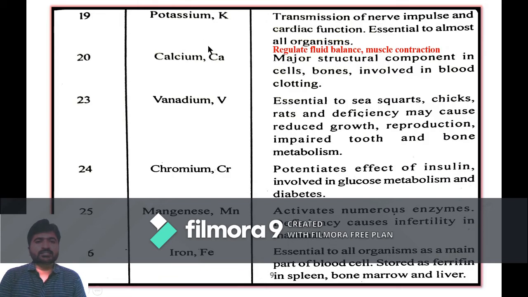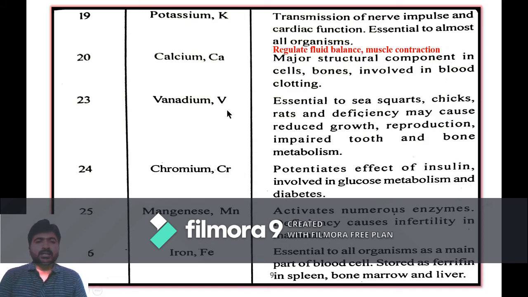Then the next element is calcium. Calcium is also one of the major and important structural components in the cells as well as bones. Again, calcium is involved in blood clotting. We know that there is prothrombin in the blood, and there is a content of calcium in the prothrombin, and this prothrombin helps in the clotting of the blood whenever we have a cut in our body.